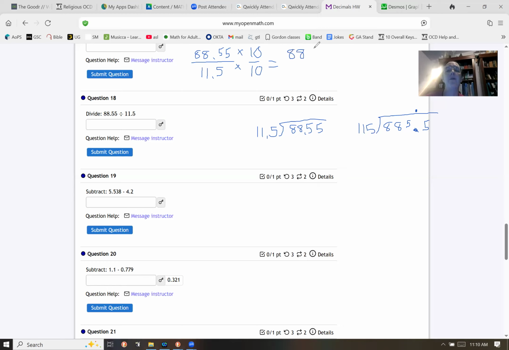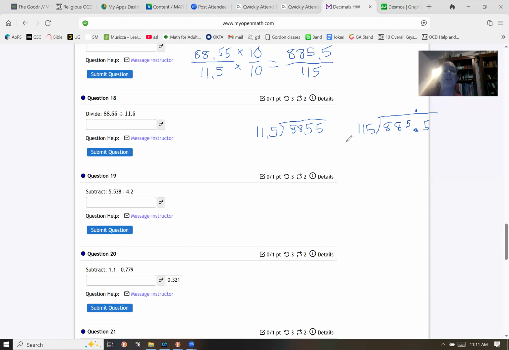So if we multiply both the numerator and the denominator by 10, we end up with 885.5 over 115, which is what we had right here. When you move your decimal one place to the right on both numbers, it's really multiplying both the numerator and the denominator by 10, and the actual answer, the quotient, which is the answer to a division problem, won't change. And then, of course, you continued on with the long division.